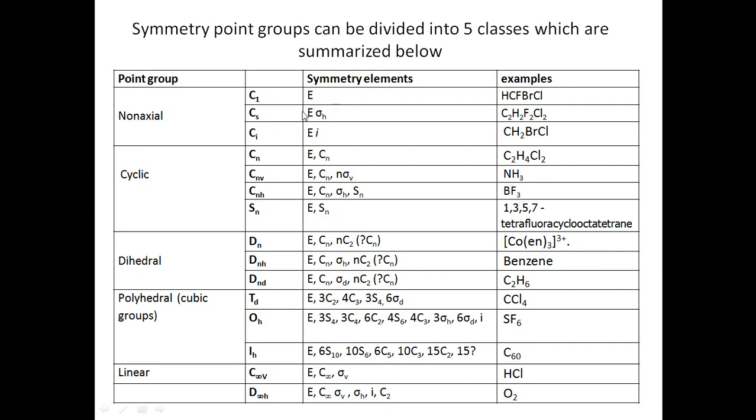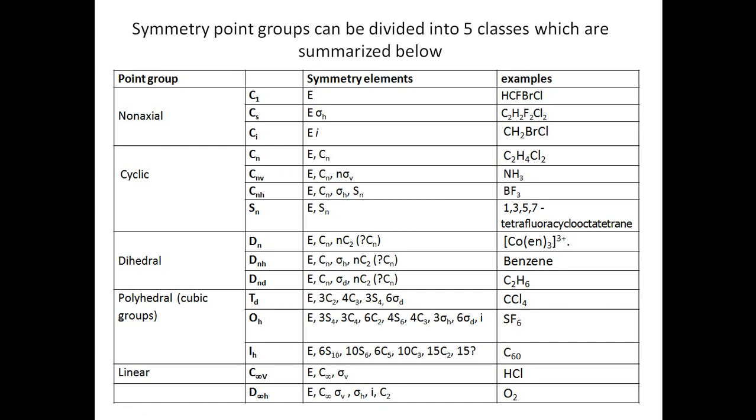C1 possesses only identity, while the CS possesses identity as well as a horizontal mirror plane, and the Ci possesses a center of inversion in addition to the identity E. So it is possessing only very few symmetry elements in addition to the E. The example of the first one, C1 point group, is fluorochlorobromomethane, which is a highly unsymmetrical molecule and possesses only identity. While the CS and Ci, they are also unsymmetrical molecules, but they possess 2 other symmetry elements in addition to the identity. Then we come towards the cyclic group.